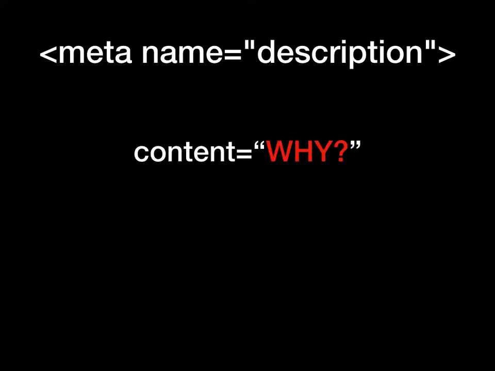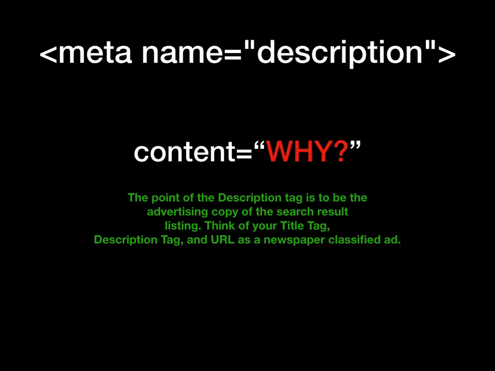Okay, so why? I kind of went through this a little bit, but let's go through it in depth. So the description tag is your advertising copy for the search result listing. Your title tag, your description tag, and your URL are like a newspaper classified ad. Everybody here's seen one. If not, go look at one, or even a Craigslist ad. You want something that's going to jump out and get their attention with the title tag, and then sell them.